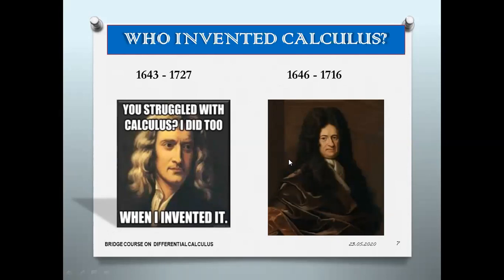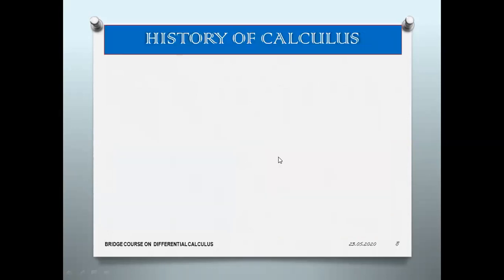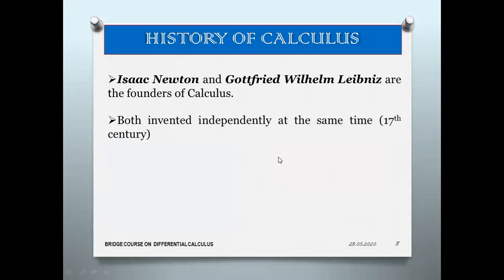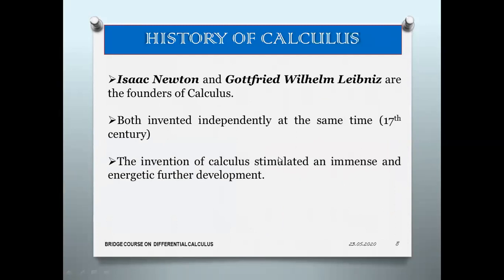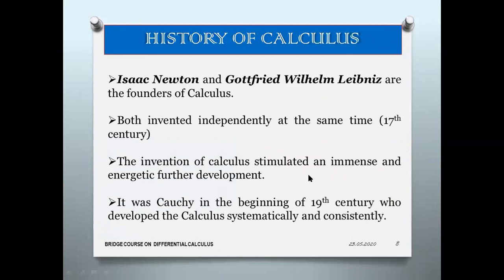Both were living in the same century. That is, Isaac Newton and Gottfried Wilhelm Leibniz are the founders of calculus. They invented it independently at the same time in the 17th century. So the invention of calculus stimulated an immense development in many fields. And then actually these both gave some path for differential calculus, but it was Cauchy who contributed many things to mathematics. He's a famous mathematician, and he gave the definition and all the systematic study of calculus that we are now using.